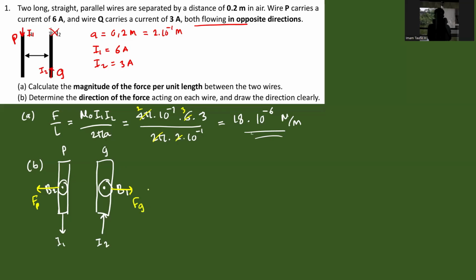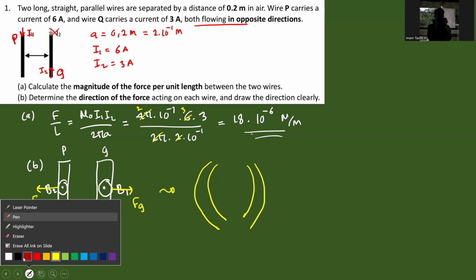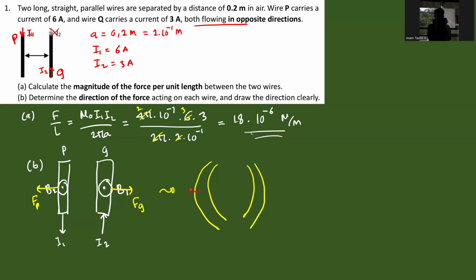So what will happen between the two wires? The wires will be bent like this, since there is a magnetic force acting on each wire. There is FP in here and FQ in here. That's all for the answer of number one.